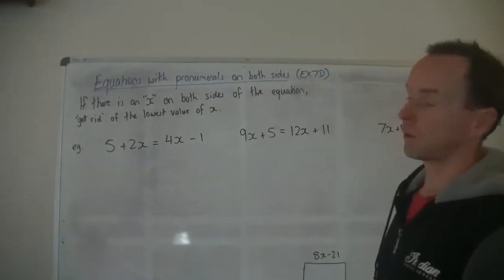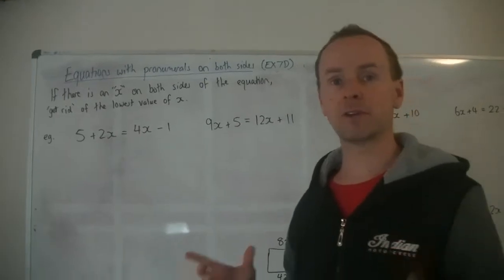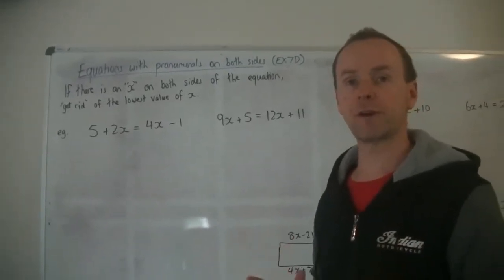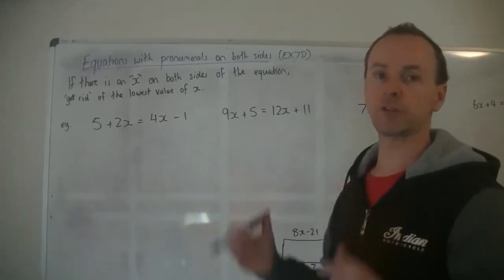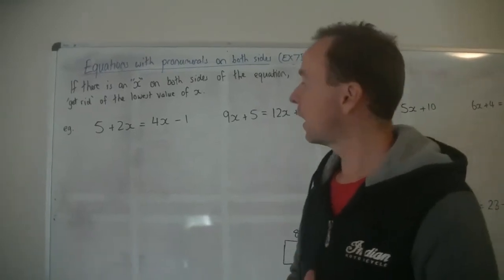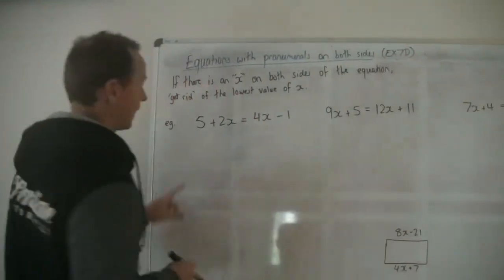So the one rule for this one, when you've got an x on both sides of the equation, get rid of the lowest value of x and then just continue on with the equation like normal. I'll show you what I mean. Alright, so let's have a look here.